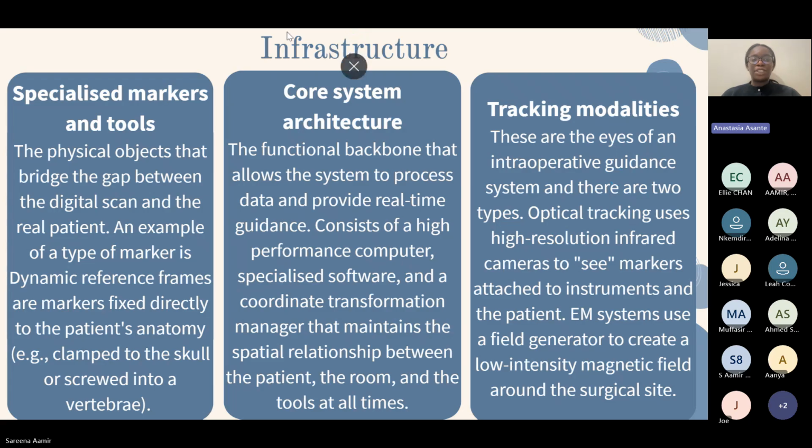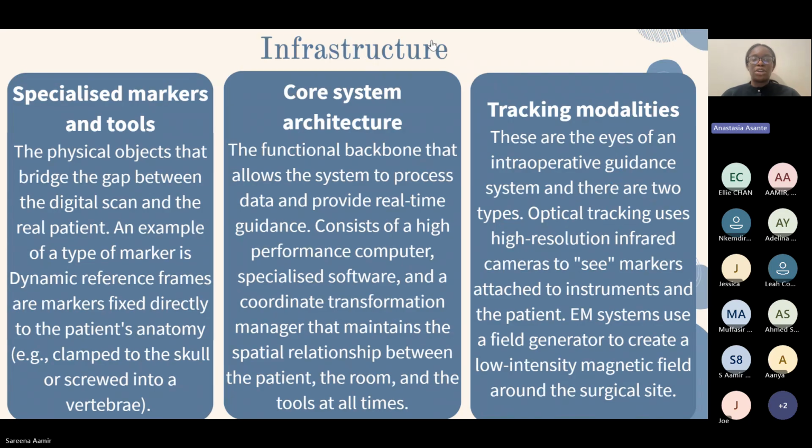In terms of infrastructure, we have specialized markers and tools. Essentially, these are physical objects that bridge the gap between the digital scan and a real patient. For example, one type of marker is dynamic reference frames, which are markers fixed directly onto the patient's anatomy. They can be clamped to the skull or screwed into the vertebrae so that the surgeon is able to locate them later on.